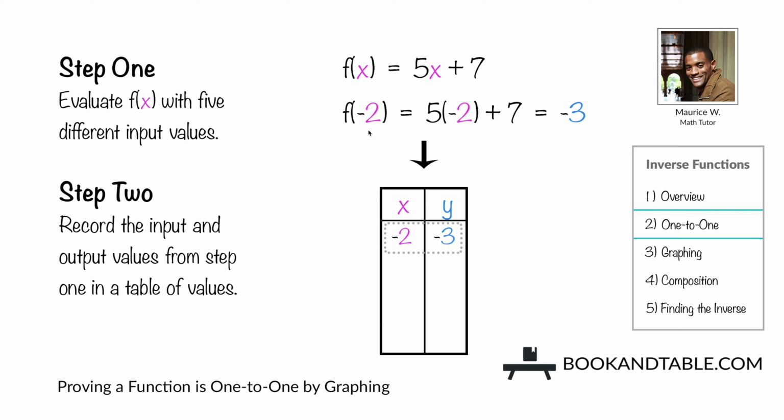So starting with the input of -2, f of -2 is equal to 5 times -2, which would be -10. And -10 plus 7 is equal to -3. So the input is -2 and the output is -3. Now we insert -1 for our x, showing us that f of -1 is equal to 5 times -1. And 5 times -1 is -5. And -5 plus 7 is equal to +2. So the input is -1 and the output is +2.